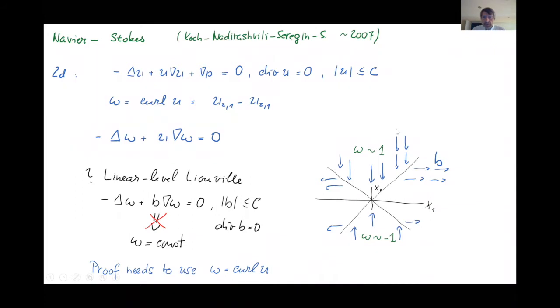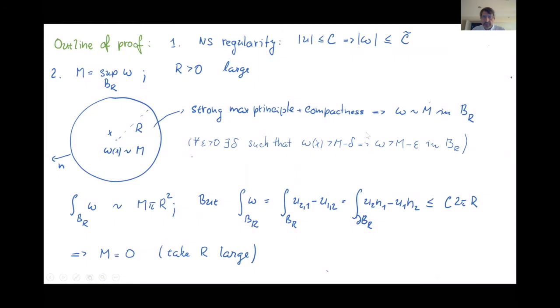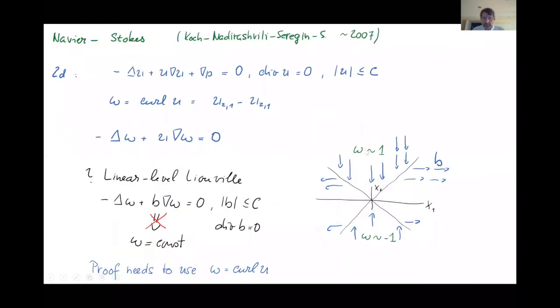So the field is constant in these quadrants here. It goes from infinity here towards the origin from the north, from the south also, and then it goes away like that. So you can make this transition along the diagonal smooth, and this is a counterexample to the Liouville theorem at the linear level in this context.